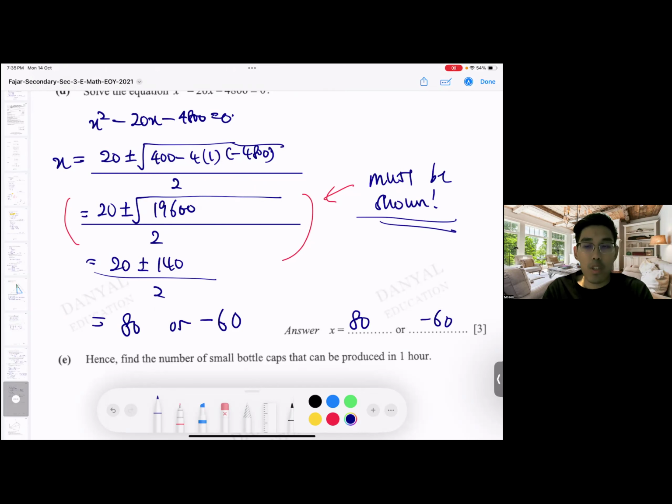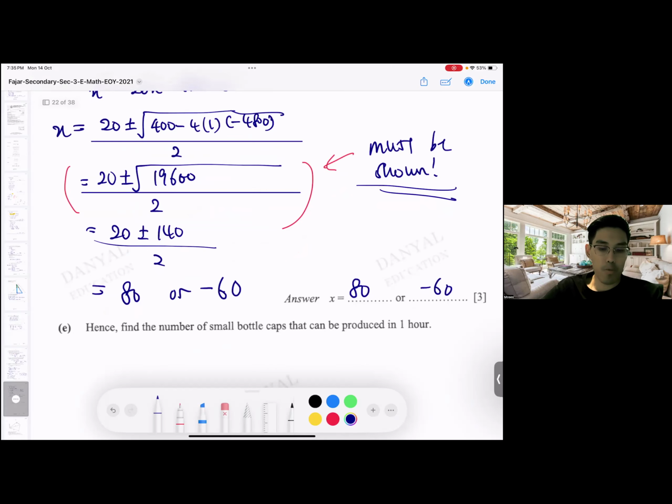So normally the last one is a 2 or 1 mark question that will be using the values of x that you have found in the previous part and put it back into the context of the question. Okay? Hence, find the number of small bottle caps that can be produced in 1 hour. So you see that in this part, we got x equal to 80 or x equal to negative 60. Is it even possible for x to be negative?